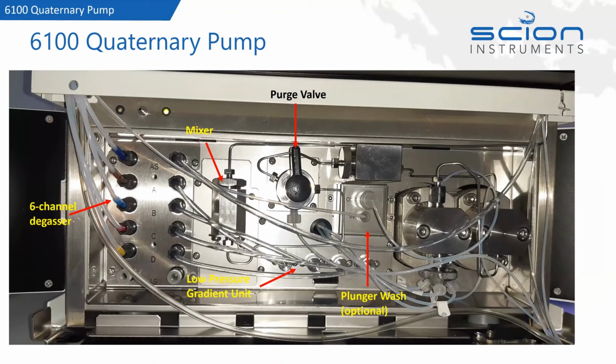This is what the inside of our pump looks like. As you can see on the left-hand side, we have the 6-channel degasser, and each of the individual lines, as I've said, are clearly labeled and also color-coded, so we can have complete traceability of what lines are going where in the pump. This pump has the low pressure gradient unit installed, and as you can see, we have a 4-way valve going into the pump head, and this is what allows us to have that gradient composition. We can change the amount of organic in the mobile phase throughout the run without having to do any pre-preparation.